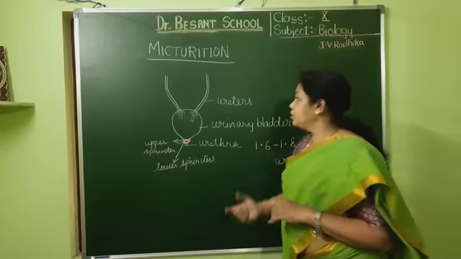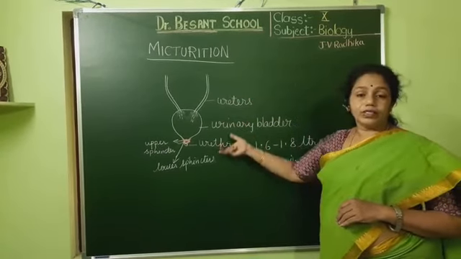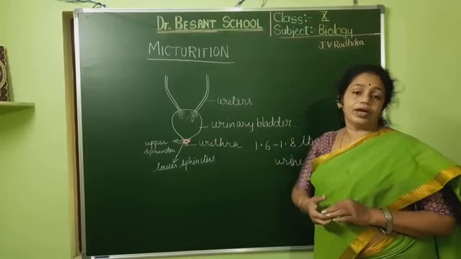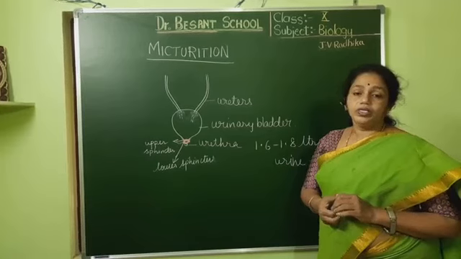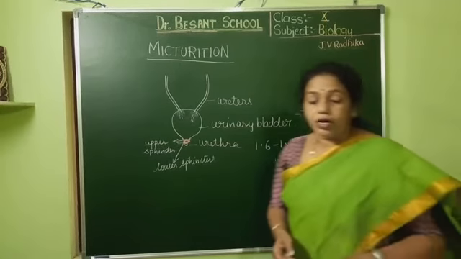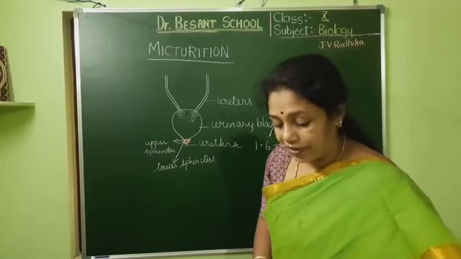So you have written, this process is what? The passage of urine through the urethra is called micturition. Understood, children? Next we shall go to the composition of urine and how it will vary.